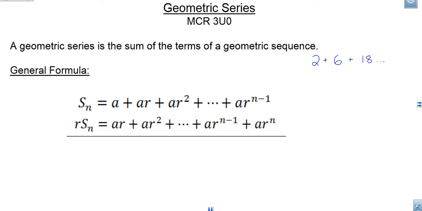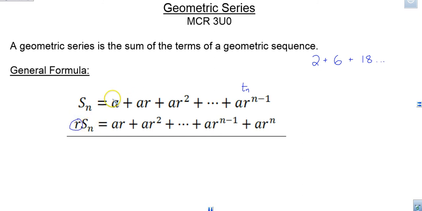Now to come up with the general formula, this is going to involve a little more trickery than the last one. So I've written out, again, the sum of the first n terms, same notation used. The first term is a, and then the next term is a times r. And the next term is a times r squared, because we're multiplying by r again. And then so on, until your final term, term n, is a times r to the power of n minus 1.